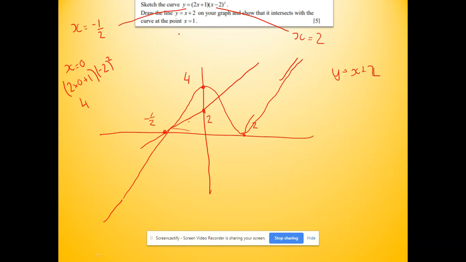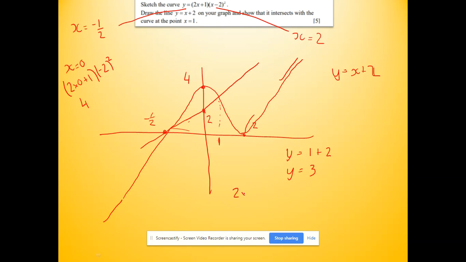But what it also says is show that it intersects with the curve at x equals 1. Now x equals 1 is there, so they're basically trying to say show that that is equal to 1. Now if they equal 1, we can either say, well, if I put x equals 1 into that, y equals 1 plus 2, then we get that y is equal to 3.